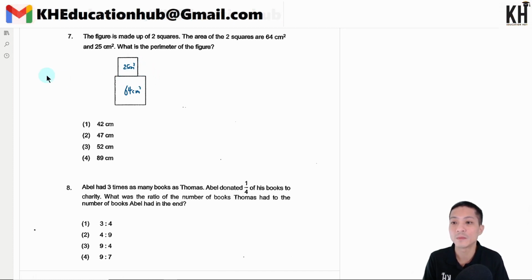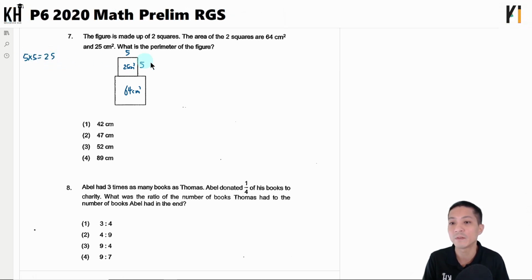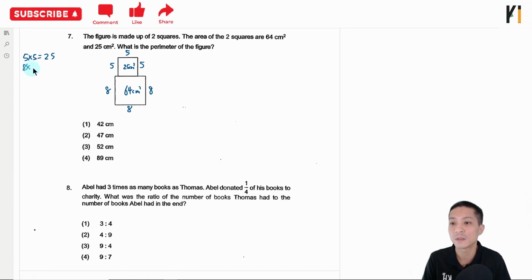Okay, so we know that this is a square. So to find the length of the side, I know that this is a 5, this is a 5, right? Because 5 times 5 is equals to 25. So this is a 5 and 64 will be 8 times 8. 8, 8, 8. Okay, so 8 times 8 equals to 64.